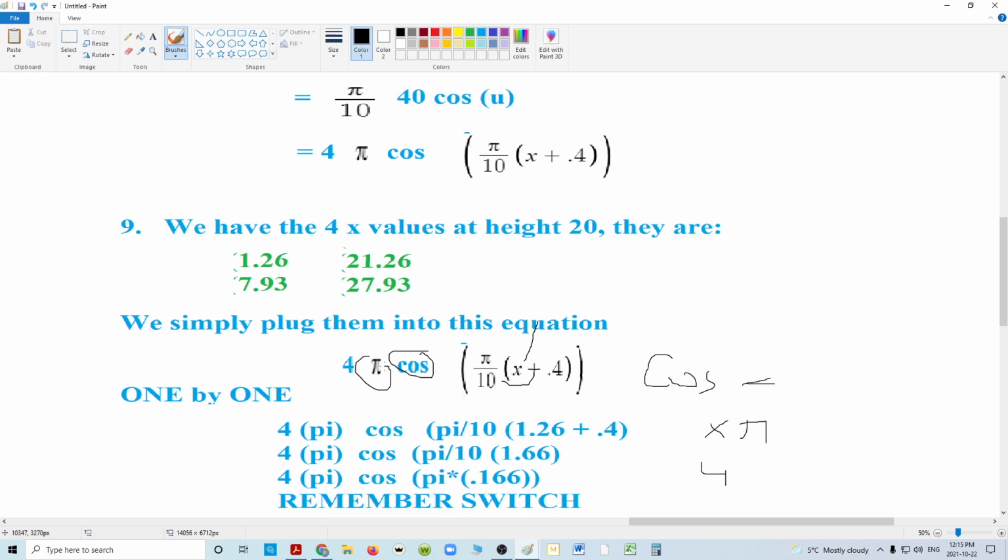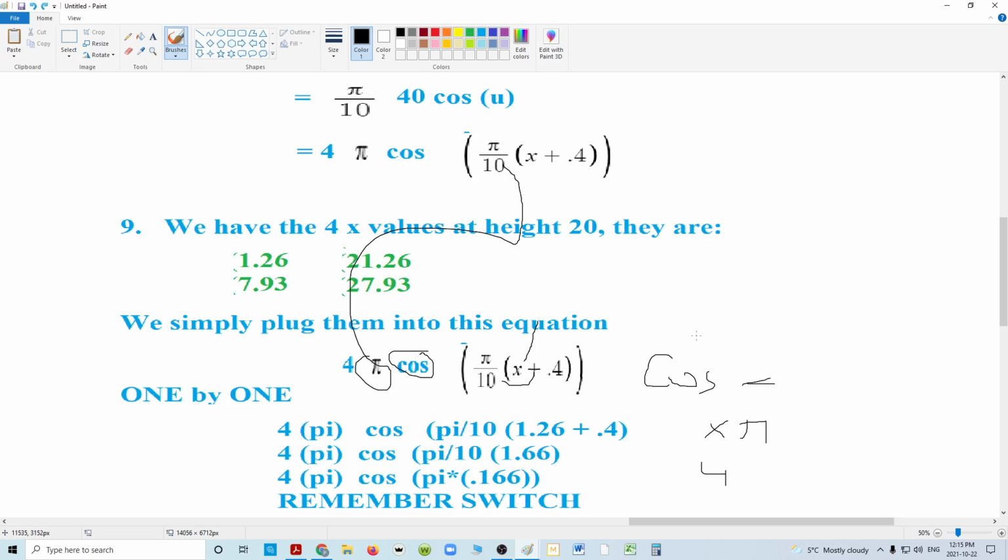How did that pi get there? It was the derivative of pi over 10 here. How did it become 4 pi? Well, we had 40 here times the pi over 10, cancel the 10s, and I get 4 pi. That's where that 4 pi came from.